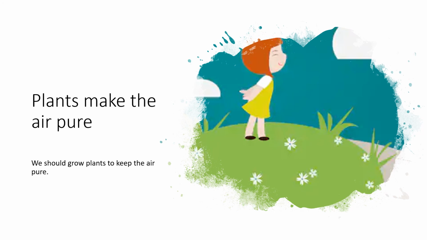And children, the most important thing that the plants give us: fresh, pure and clean air. So, in order to get this fresh, clean and pure air, what must we do? We should grow more plants. Let's read our lines here. Plants make the air pure. We should grow plants to keep the air pure. Let us learn the spelling of pure. P-U-R-E, pure. Plants make the air pure. We should grow plants to keep the air pure.